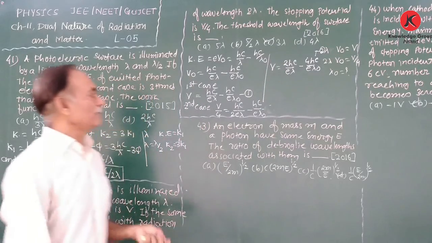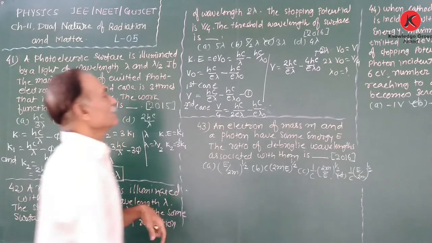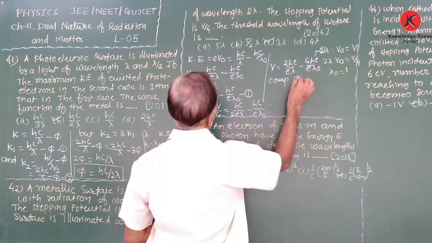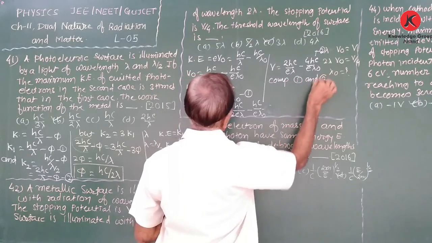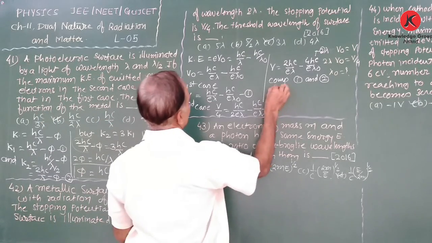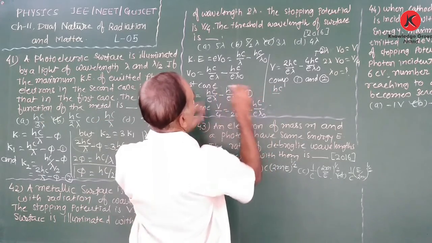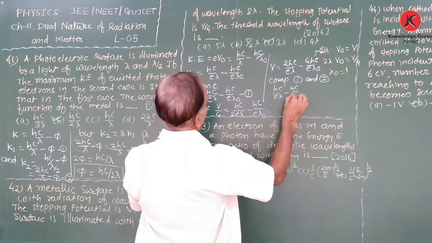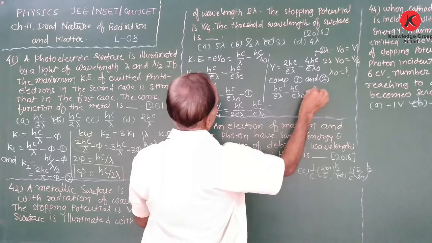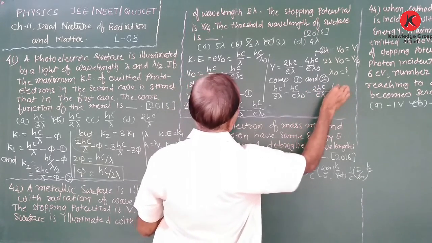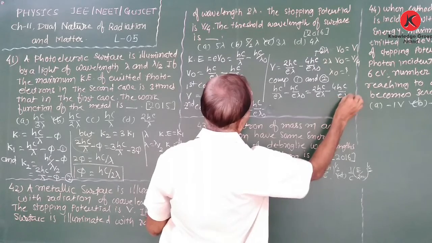Now the left hand side of equation 1 and 2 are same. Therefore comparing equation 1 and 2, we obtain hc upon E lambda minus hc upon E lambda 0 is equal to 2hc upon E lambda minus 4hc upon E lambda 0.